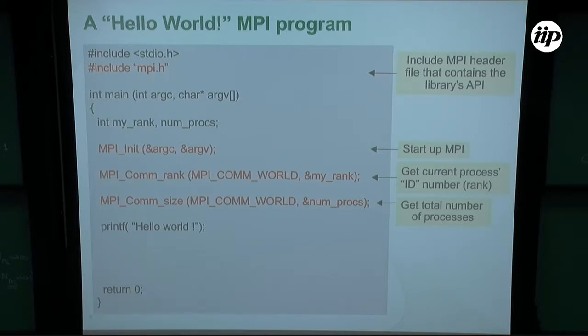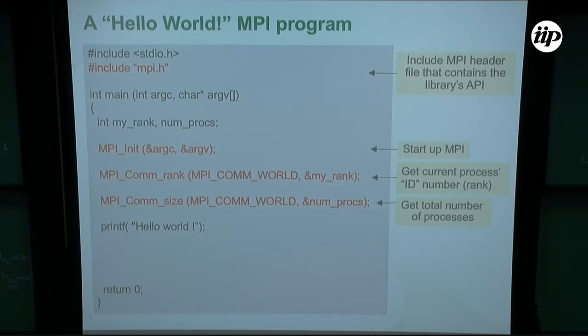And then the third line here gives you the total number of processes that is inside this communicator. This is actually specified when you start the program, when you run the program. So it will be specified at runtime. So when I show the examples, you'll see more clearly why this is needed.